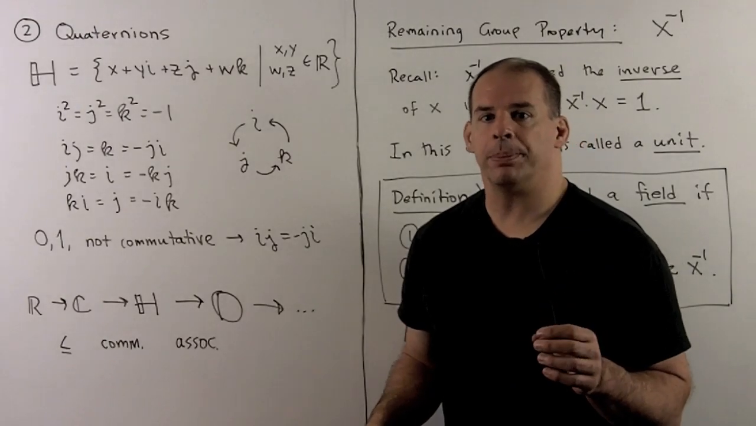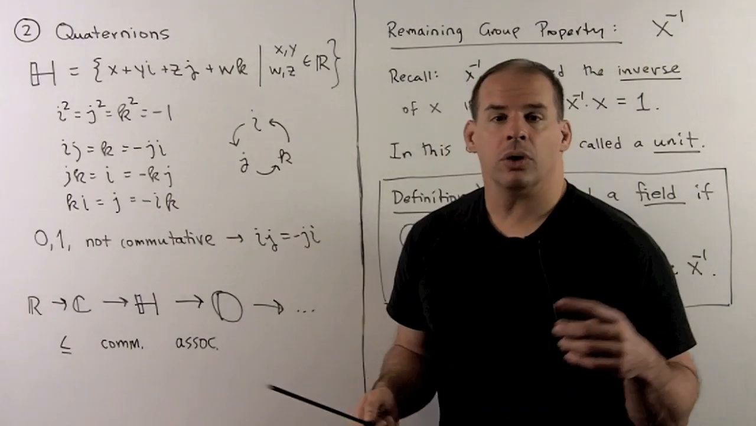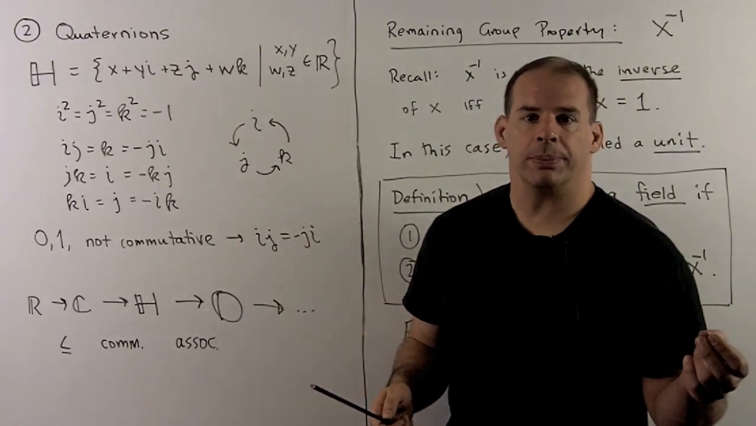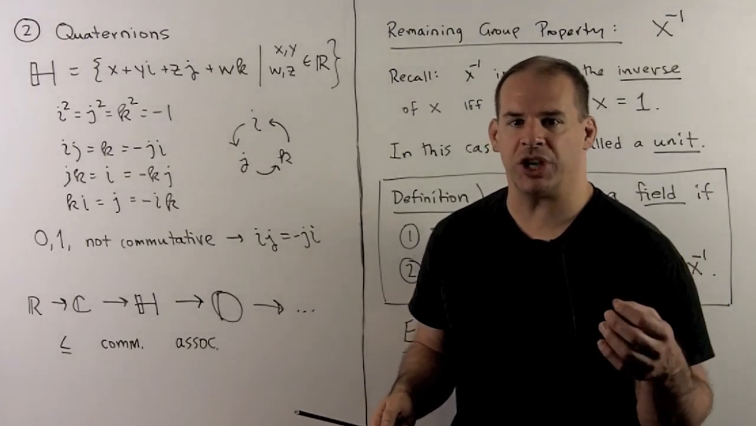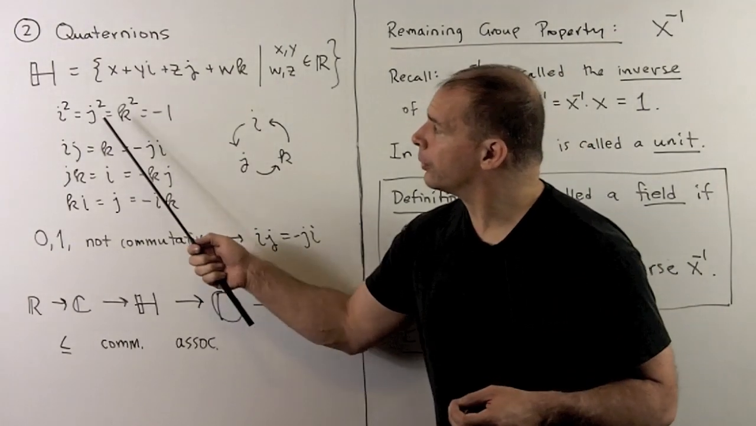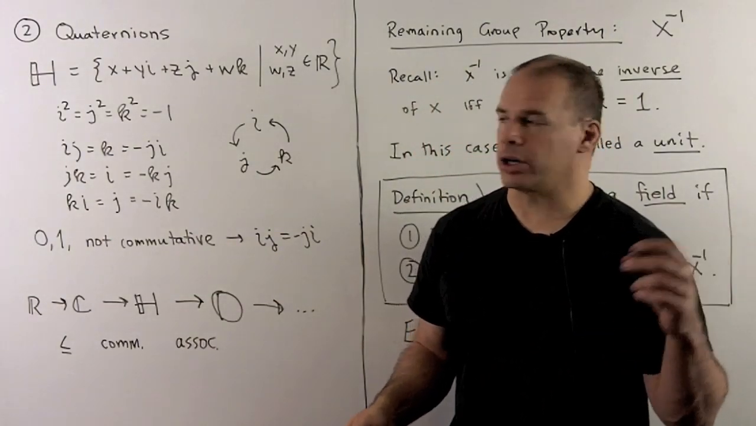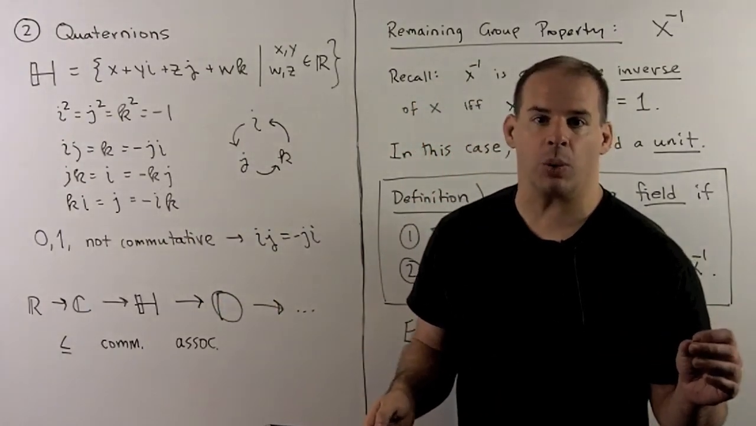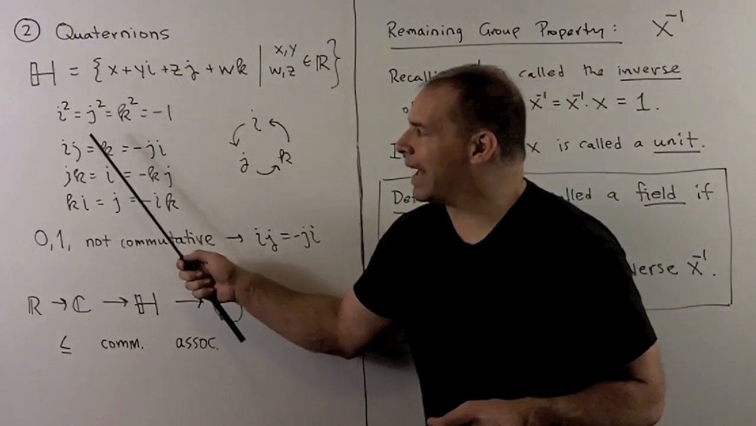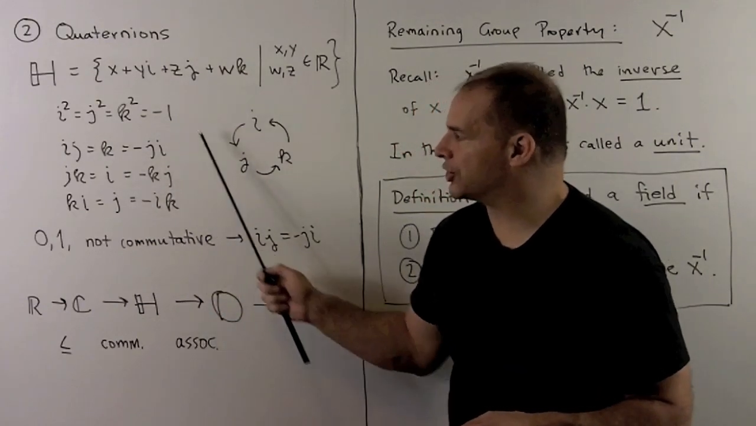For another example, let's consider the Quaternion ring. Now, recall how the Quaternion group works. We have 8 elements, plus minus 1, plus minus i, plus minus j, plus minus k. For the multiplication, we have the following rules for the letters. i squared, j squared, k squared are all equal to minus 1. If I multiply i times j, that's equal to k, which is equal to minus j times i, and so on.